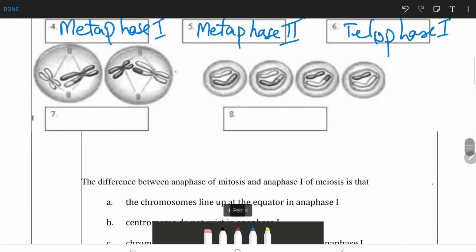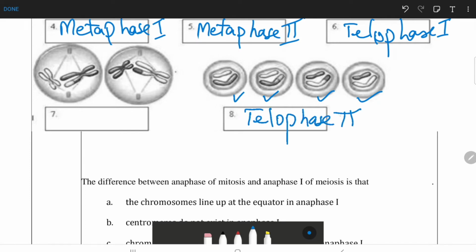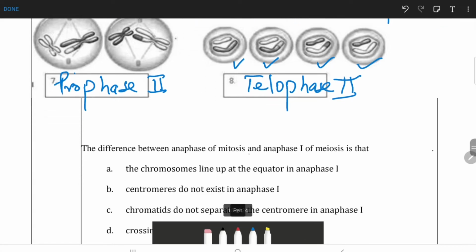And in the end, now you have over here 1 2 3 4, so this is telophase 2. And over here you have 2 cells, and both are almost showing the centromeres and spindles and everything. That's why we can say the cells are in prophase 2. So with that we did the labeling. Now let's move to the question.